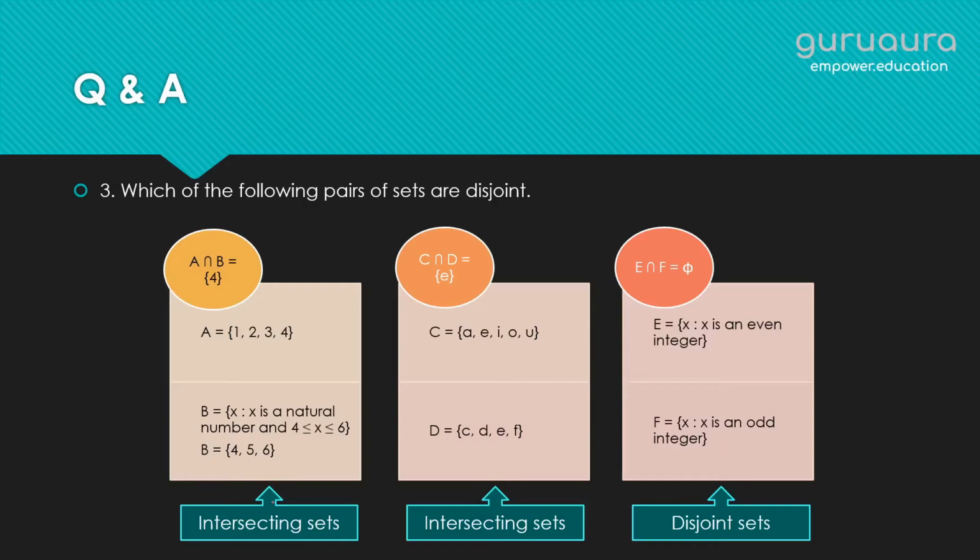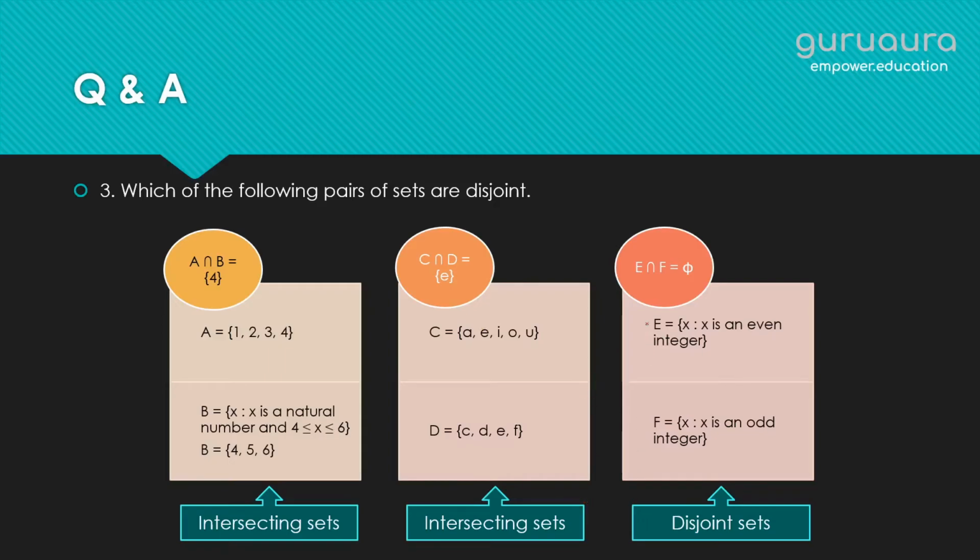Now let's check set C and set D. Set C contains the elements A, E, I, O, U. That's the set of vowels. And set D contains the elements C, D, E and F. Here again we can see the element E is common between the two sets. So this is again not an example of disjoint sets.